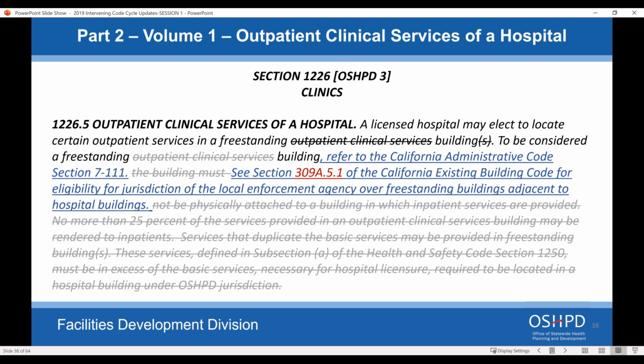Outpatient clinical services of a hospital. We're just, again, just changing the language to be a little more standard for consideration of a freestanding building that is outpatient can still be a licensed service of the hospital. Just referring you back to the Administrative Code Section 111, and also the Part 10 as the existing building code is Section 309A.5.1, basically covers what to do when you're changing a building from removing acute care services and want to keep it under the jurisdiction of OSHPD.